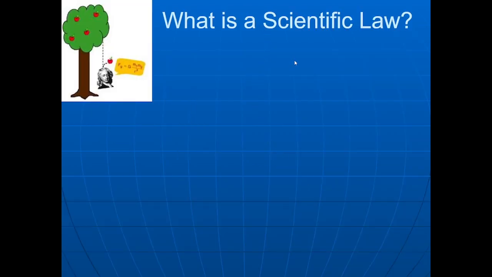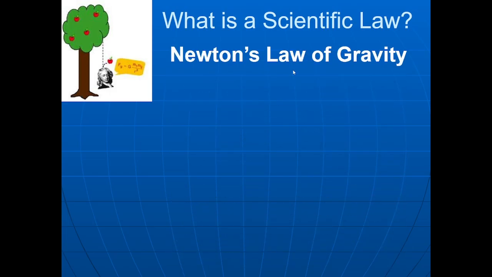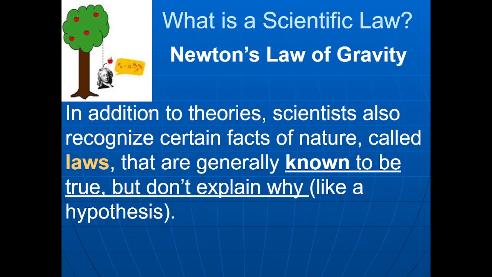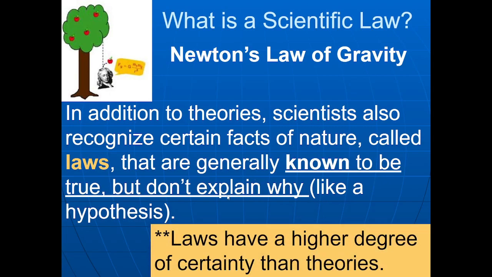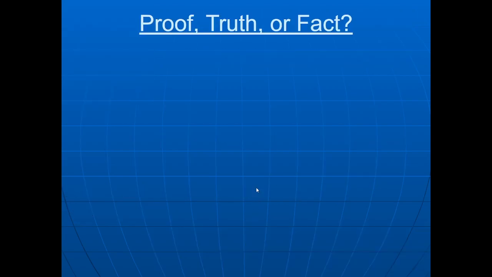What is a scientific law? Newton's law of gravity. In addition to theories, scientists also recognize certain facts of nature called laws that are agreeably known to be true but don't explain why, like a hypothesis. Laws have a higher degree of certainty than theories.